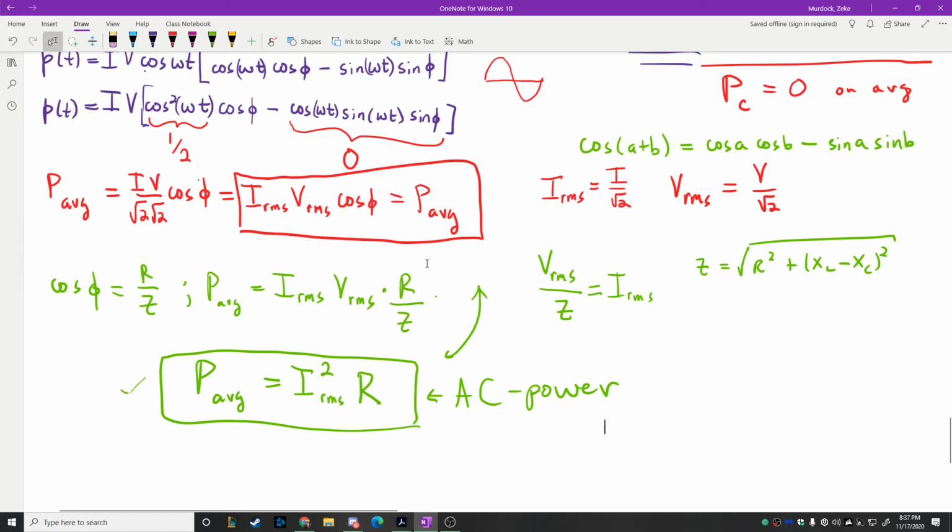If you look at this equation, baked into that cosine phi is something about XL and XC. And technically, I'm lying to you a little bit, because baked into I_RMS is the impedance as well. So it's in there. It just doesn't show up in this final answer here.